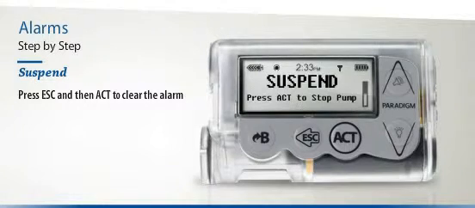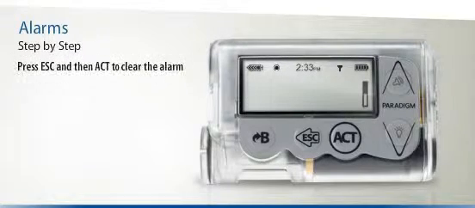Suspend. Press ACT to stop all insulin delivery, basal, bolus, as well as fill cannula. If you are in the process of administering a bolus when you suspend the pump, you will not receive the entire bolus. To clear the alarm sound and vibration for all of these alarms, press Escape and then ACT.